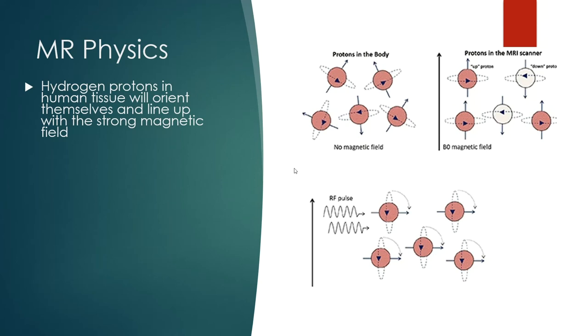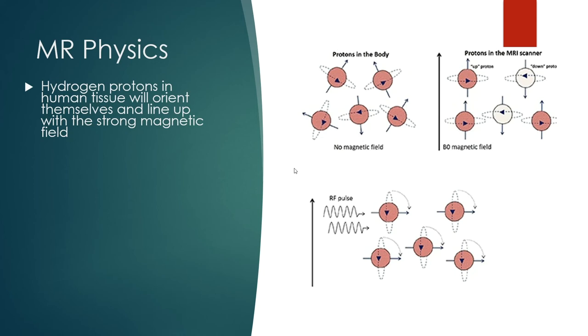That's kind of what this is showing, is that because they're all in different directions, there's no net magnetic field. But when you put them in a really strong magnet, they all align to the magnetic field. And because they all align to the magnetic field, we're able to pick up on this magnetic property because they're all kind of pointing in the same direction.